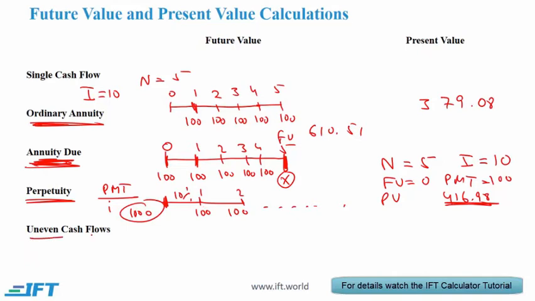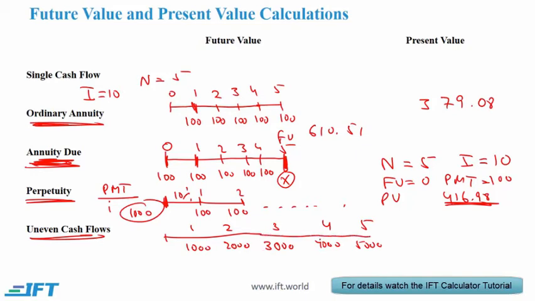And finally, we have uneven cash flows. So let's say that we receive $1,000 at the end of year 1, $2,000 at the end of year 2, and then $3,000 at the end of year 3, $4,000 at the end of year 4, and $5,000 at the end of year 5. So what is the present value?